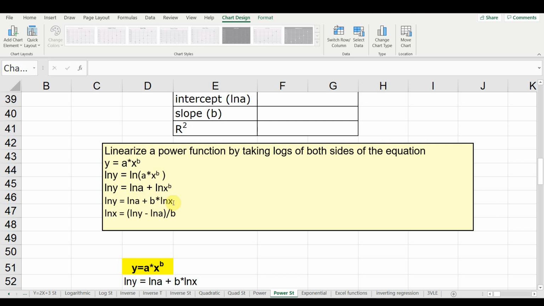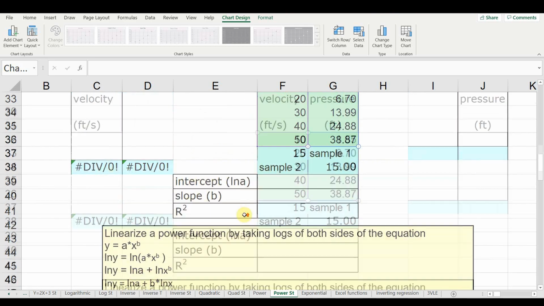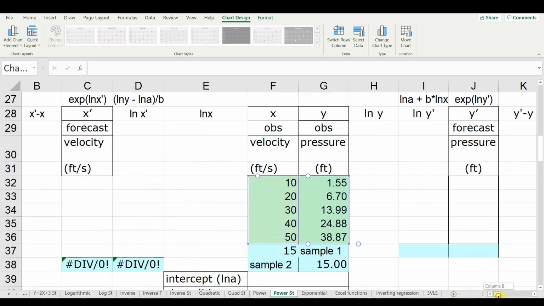So this sure looks like a linear equation. Y equals a plus b times x. In fact, it is. This should fit very well to a linear regression if we first take the ln of x and the ln of y and plot that. Then we can get a slope and intercept. In fact, why don't we do that, and we'll plot the graph and see what it looks like.